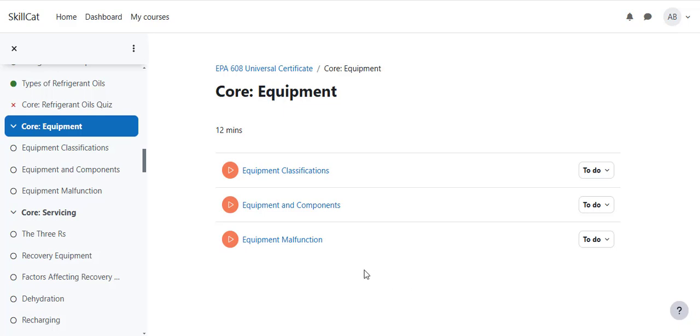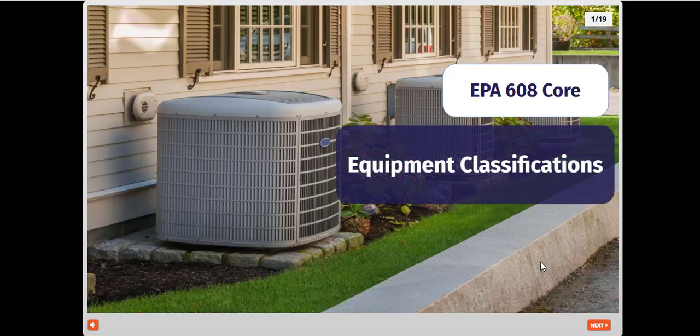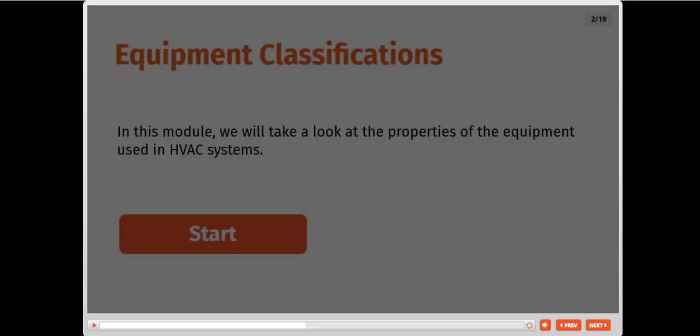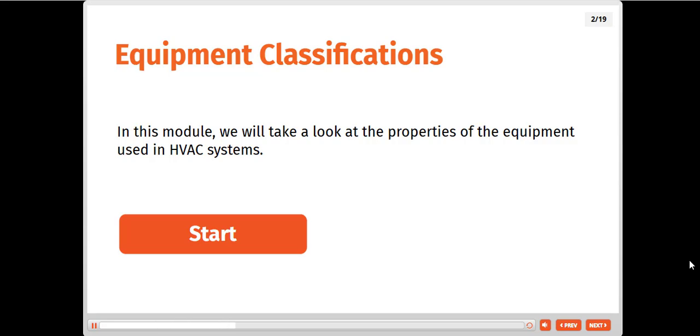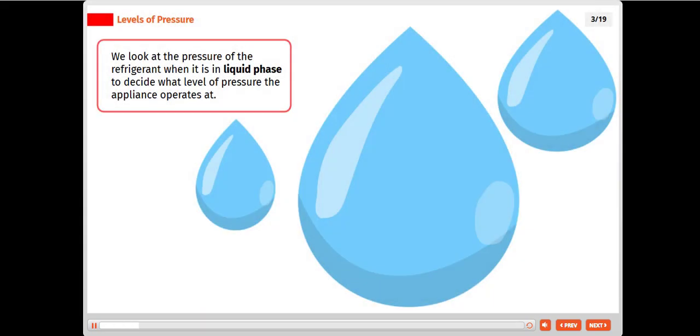Okay, equipment classification. We will continue here in the same video, the equipment classification. In this module, we will take a look at the properties of the equipment used in HVAC systems. We look at the pressure of the refrigerant when it is in liquid phase to decide what level of pressure the appliance operates at.